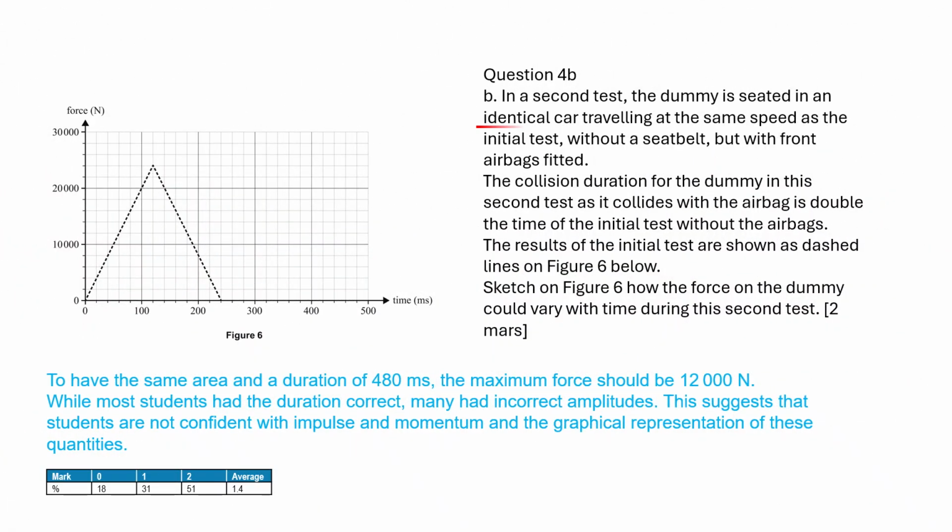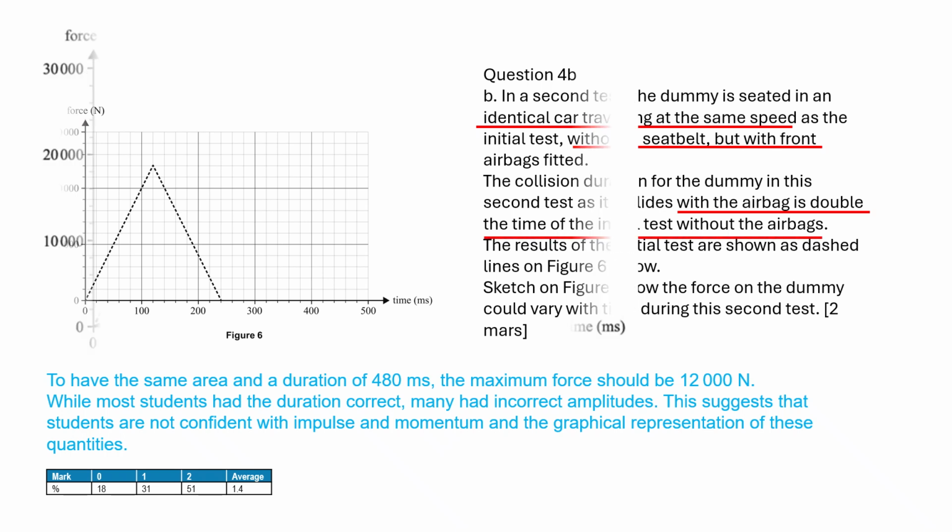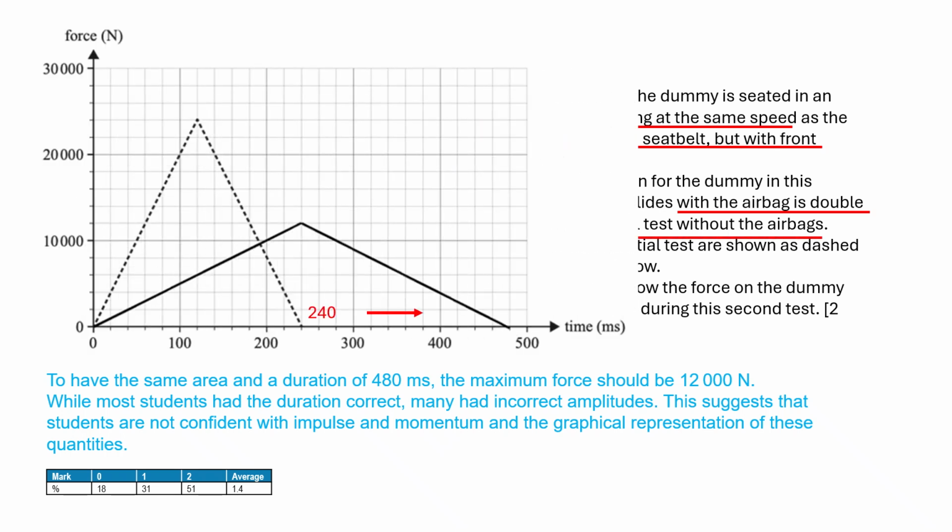A second test involves the dummy in an identical car, traveling at the same initial speed, but this time without a seatbelt and with front airbags. Crucially, the dummy's collision with the airbag lasts twice as long as the initial test without airbags. This means that while the total impulse, the area under the force-time curve, remains the same due to identical initial speeds, the force is exerted over an extended duration.